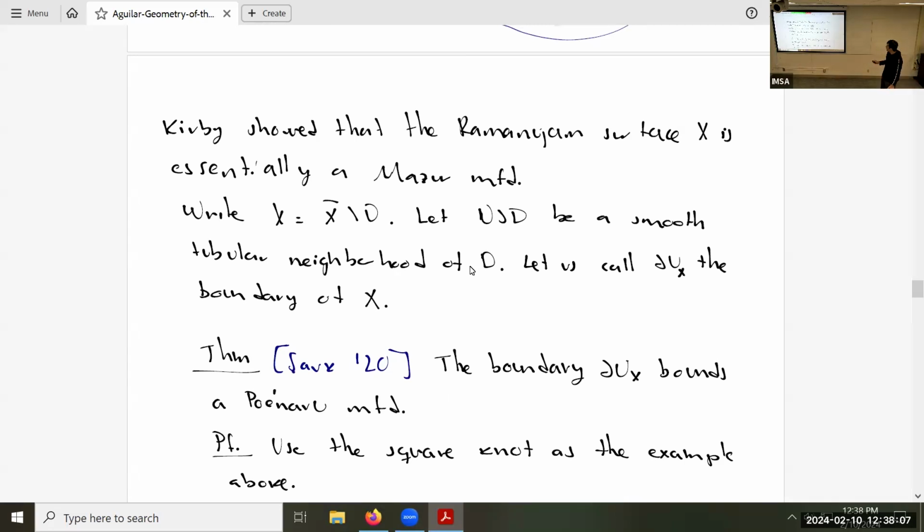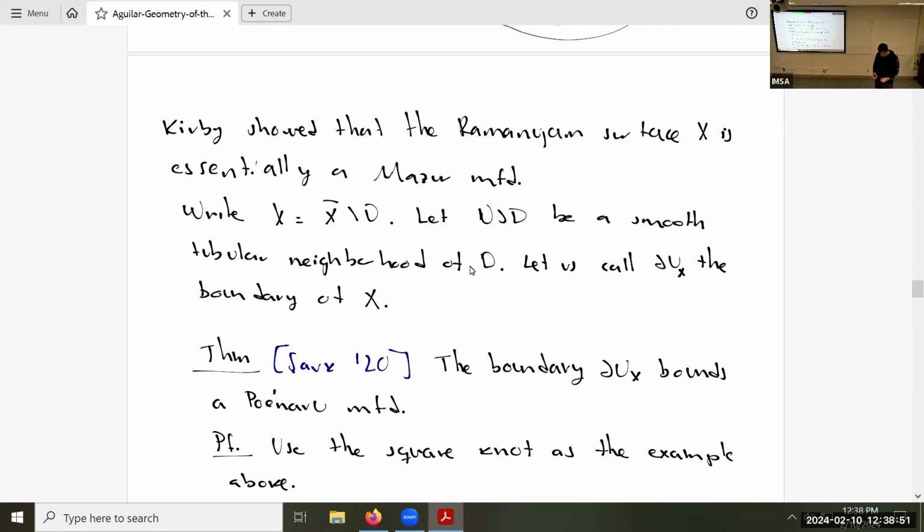Let me make the connection with the Ramanujam surface. Kirby showed in some unpublished work that this Ramanujam surface is essentially some Mazur manifold. And now let me define what is the boundary of a homology plane, even if it's not precisely the boundary. So when you write a homology plane like this as the complement of a simple normal crossing divisor, you can take a smooth tubular neighborhood of D, of the divisor, and we will call the boundary of this tubular neighborhood the boundary of the homology plane.